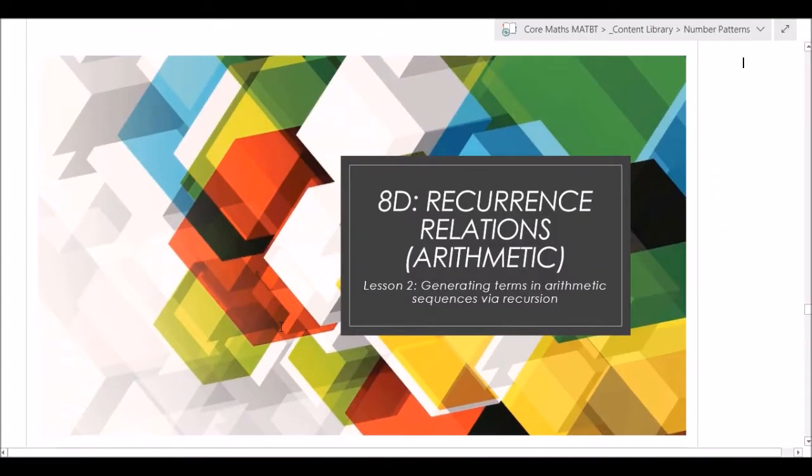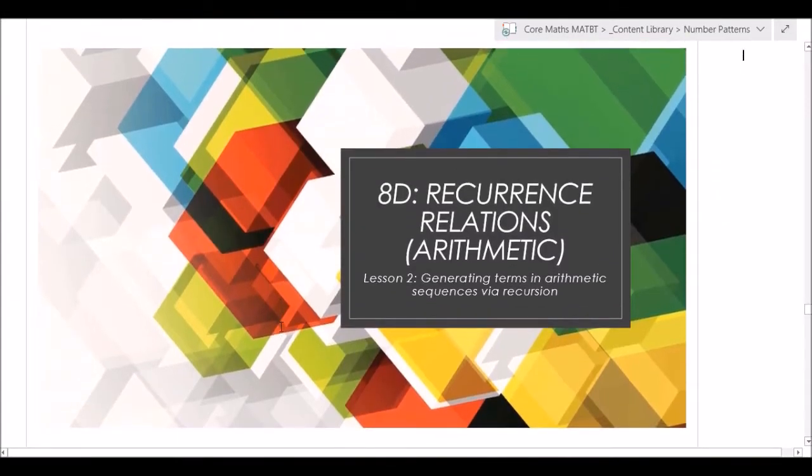Alright students, welcome to the next lesson of your number patterns. This lesson we're covering chapter 8D, recurrence relations for arithmetic sequences.